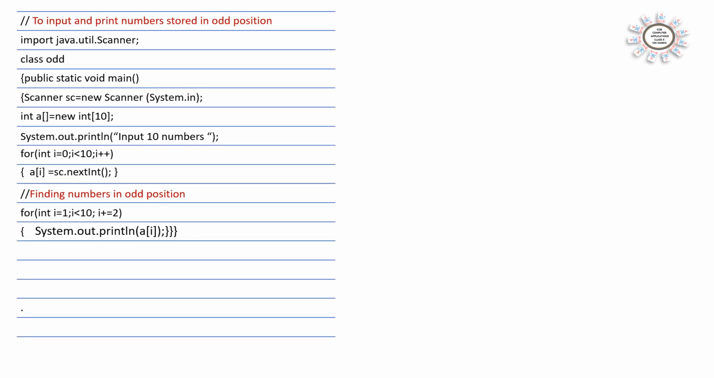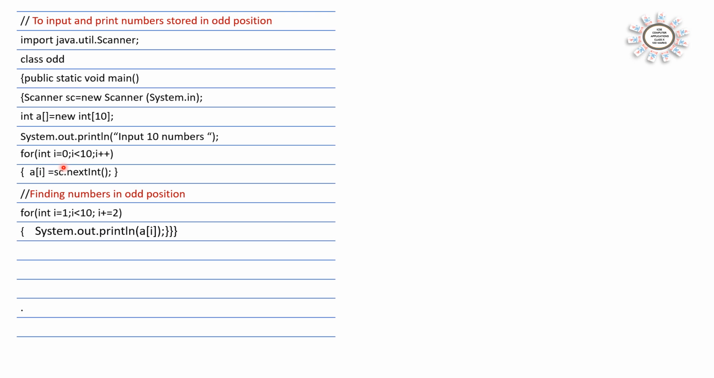So here we can see the program. Write the comment and list of this one. Import java.util.Scanner, class Odd. We are starting public static void main and Scanner SC is equal to new Scanner(System.in). So write the first 4 lines and now declare the array which can accept 10 numbers. int A[] is equal to new int[10]. And give the message input 10 numbers and accept the array elements one by one.